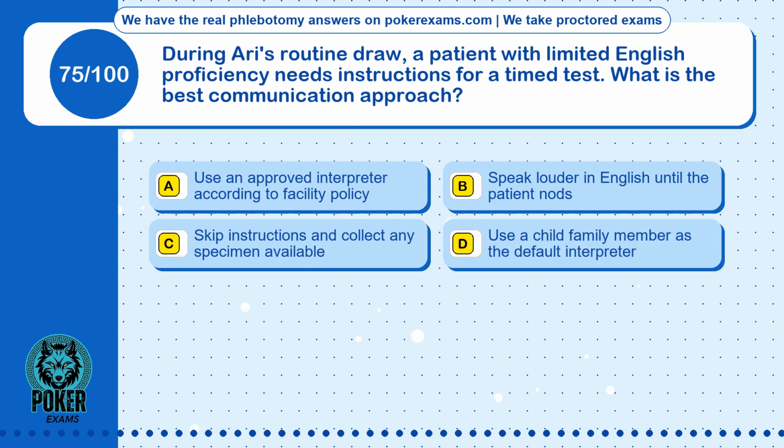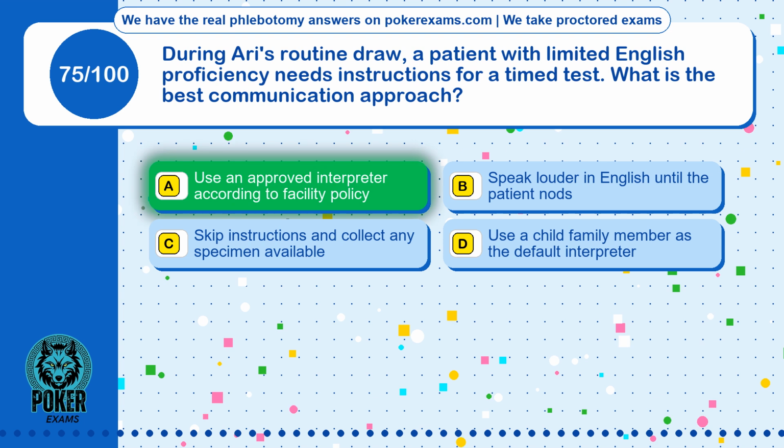Question 75. During ARI's routine draw, a patient with limited English proficiency needs instructions for a time test. What is the best communication approach? Option A. Use an approved interpreter according to facility policy. Option B. Speak louder in English until the patient nods. Option C. Skip instructions and collect any specimen available. Option D. Use a child family member as the default interpreter.